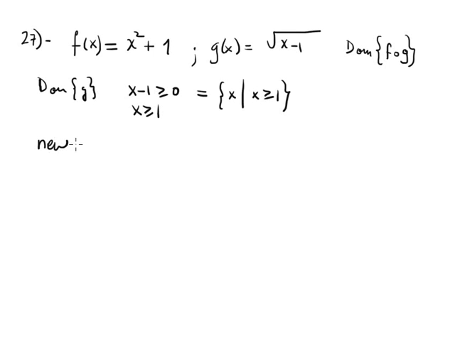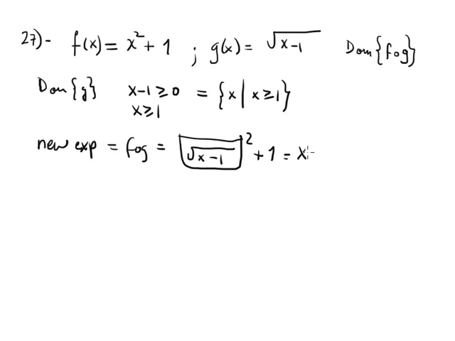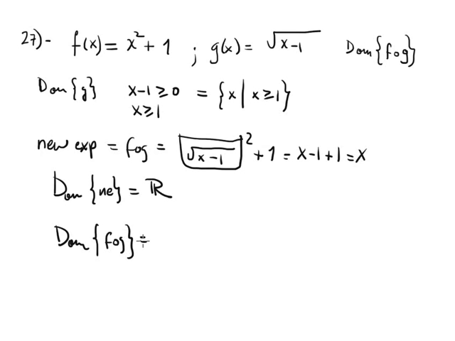And now new expression. New expression is F composition G, G inside F. It's like a box squared plus 1, and inside we have square root x minus 1. Cancel out square root and square. We have x minus 1 plus 1 is x. Then domain of the new expression is all real numbers. Now domain of F composition G is the intersection, this is this, then is x such that x must be greater than or equal to 1. That is the answer.